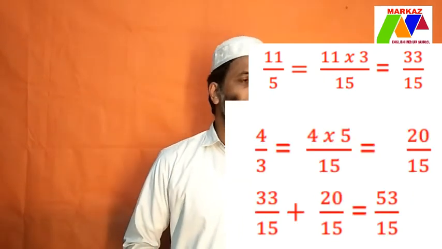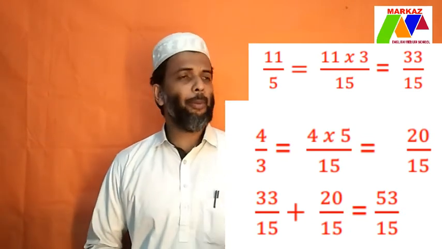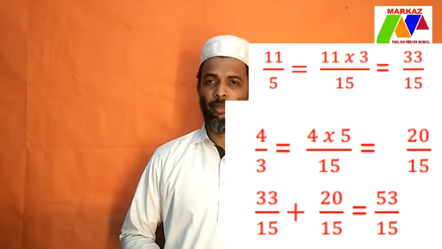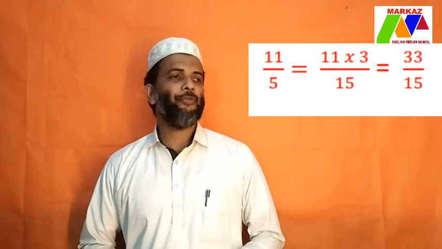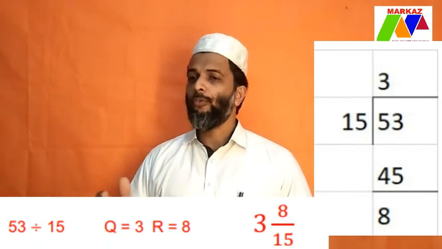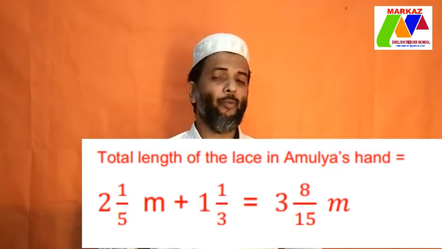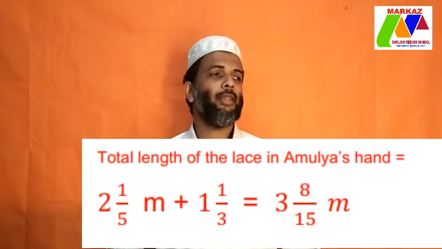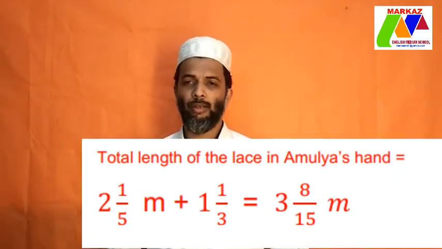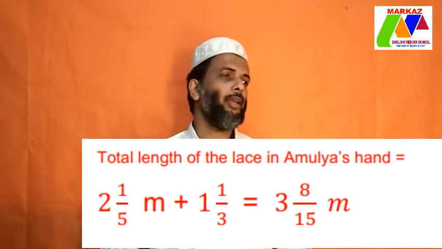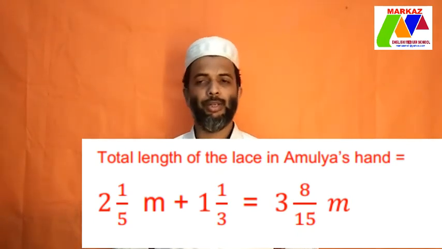33 by 15 plus 20 by 15 is equal to 53 by 15. Simplify the fraction. 53 divided by 15. Quotient is 3. Remainder is 8. So final answer: 2 1 by 5 meter plus 1 1 by 3 meter is equal to 3 8 by 15 meter. Total length of the lace in Amulya's hand is equal to 3 8 by 15 meters.